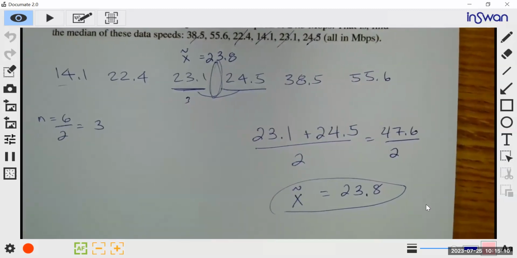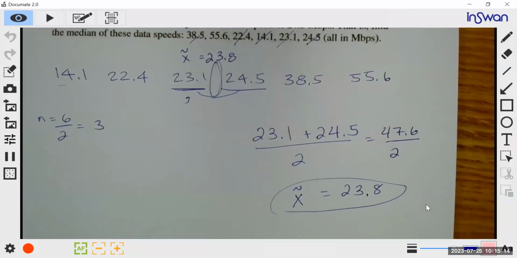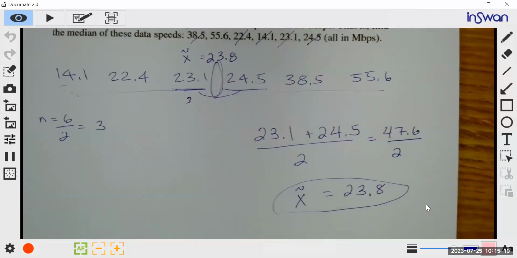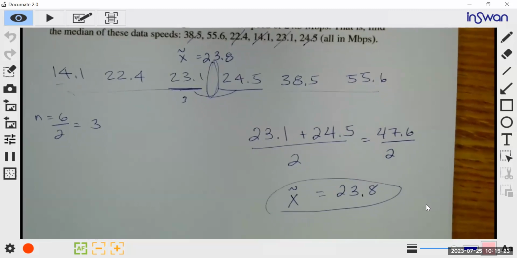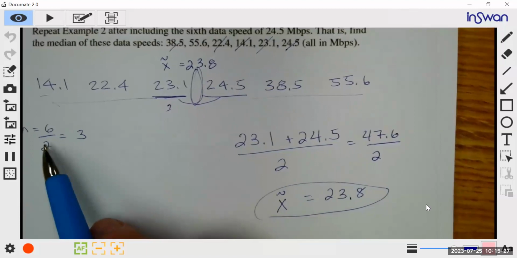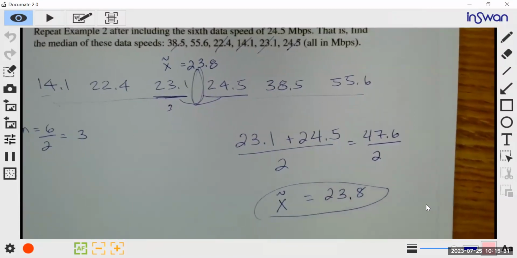Is 23.8 part of your data? No, but it tells us that it's between two separate sets. So we have an equal number of data points on both sides, 3 on each side. Again, if you have an even number of data points, you take the 2 middle points and add them together. If you have an odd number, round it up, and you go to that location.